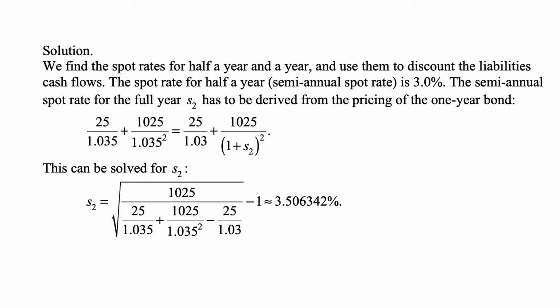And that's equal to 25 over 1.03, that's the spot rate pricing of a payment of 25, plus 1025 divided by 1 plus S2 squared, which is the spot rate pricing of the payment of 1025 at the end of the year, which is 2 half years. And we solve it for S2, because S2 is the only unknown in this equation, and obtain about 3.506342%.